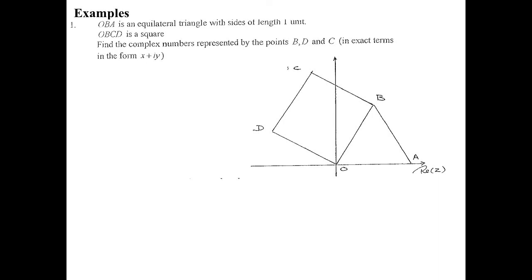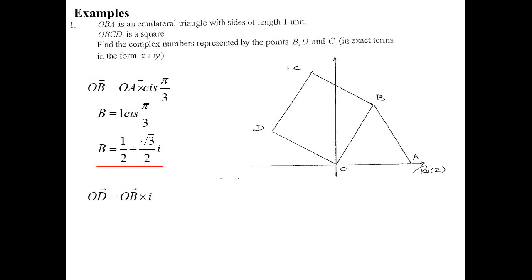Well, let's find B. The vector OB would be the vector OA rotated 60 degrees because it's an equilateral triangle. Now I know A because they told me it's length 1 unit, so A must simply be the point 1. So it's 1 times the cis of pi on 3, which is a half plus root 3 on 2 i.